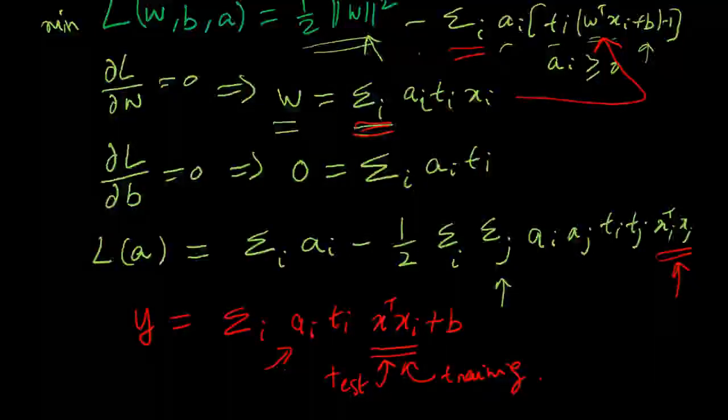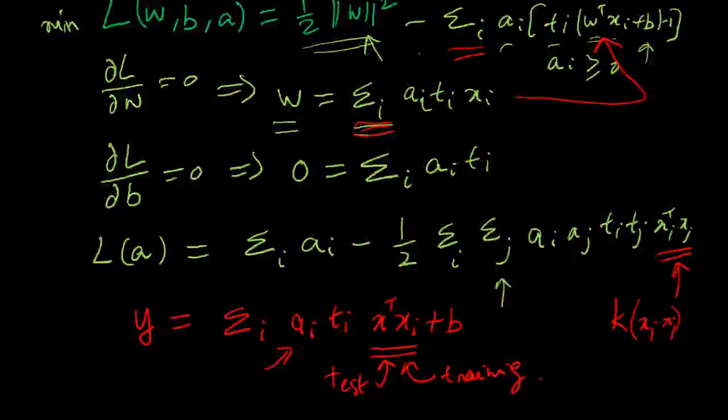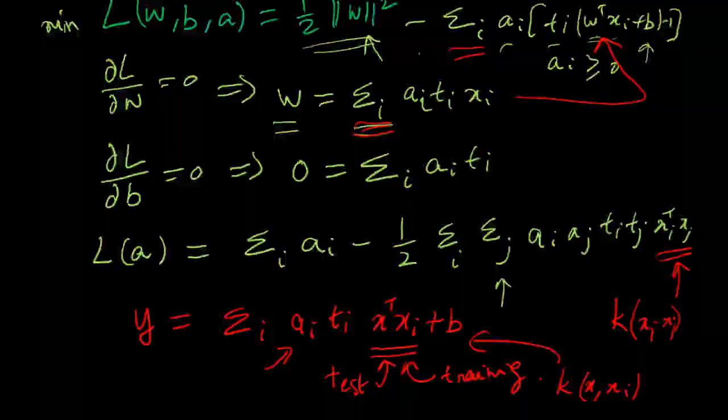But now, because we have this transpose, the dot product, we can replace it by the kernel function of xi and xj here, and here we can replace it by the kernel function of x and xi. Okay. So that is precisely the dual form that we were hoping for, and now we can replace this kernel function by any function that is a Mercer kernel, which satisfies the property that its Gram matrix is positive semi-definite.